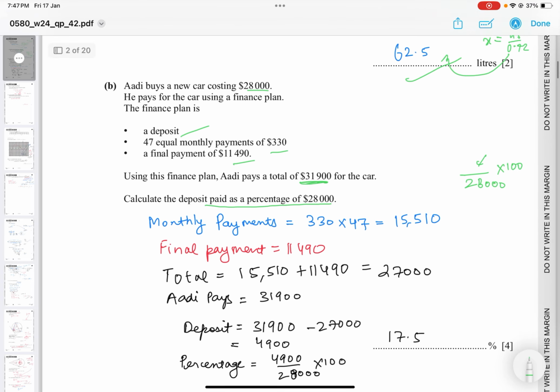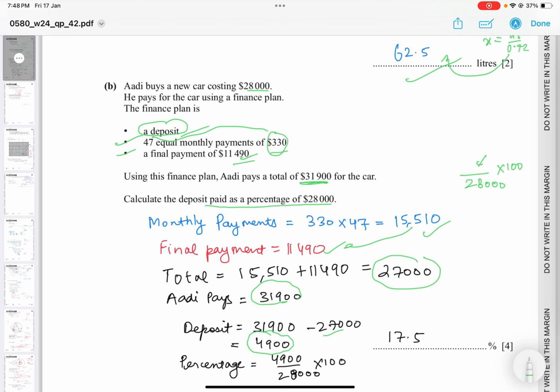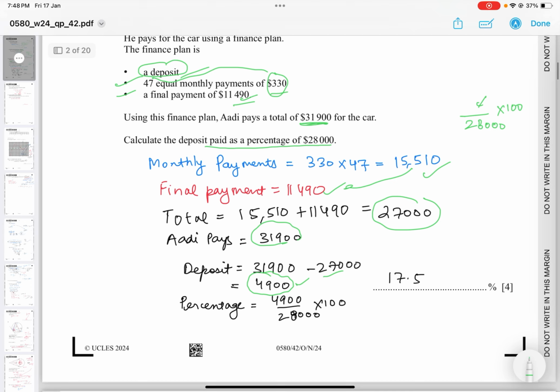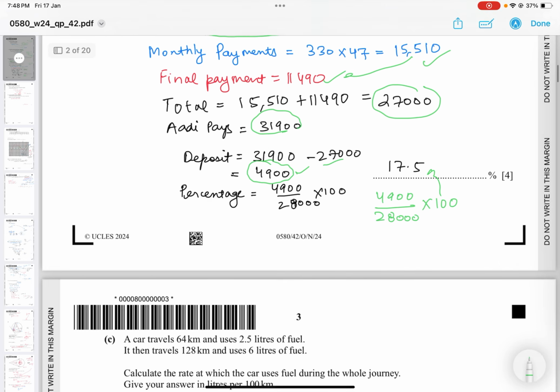So monthly payments were 330 times 47, it would be this much. Final payment was this much. See over here. So total, these two total amounts to this much. Adi pays this much, right? We will subtract them. We will get this as the deposit. This was the deposit which he gave, right? Apart from these payments and final payment, we will get our deposit. So this is our deposit. Just think about it. Now we have to find deposit as a percent. So it would be 4900 upon 28,000 times 100. That will result in 17.5%.